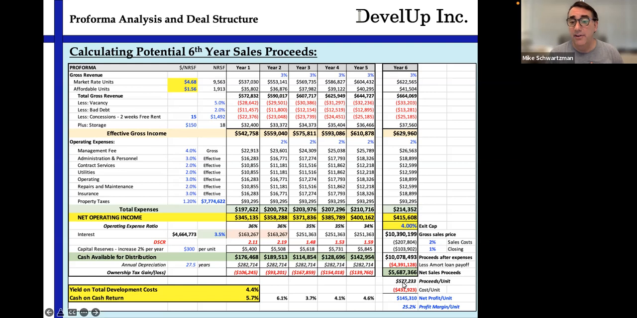That is $577,000 proceeds per unit. Our costs were $431,932 originally. That means we have $145,310 of net profit per unit, or a 25% profit margin. That should directly answer somebody's question from LinkedIn. So I hope that was beneficial.